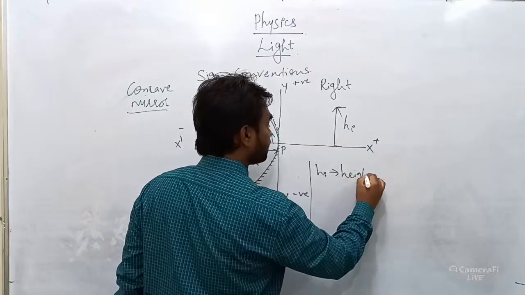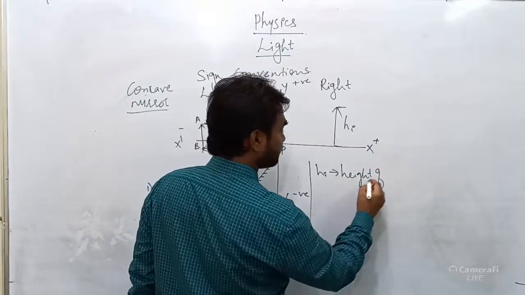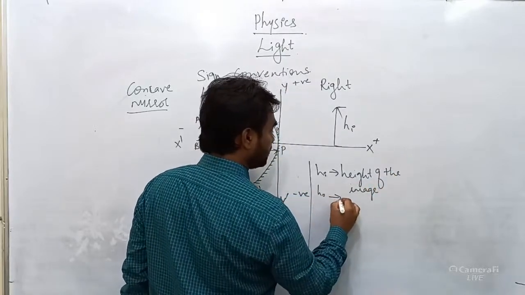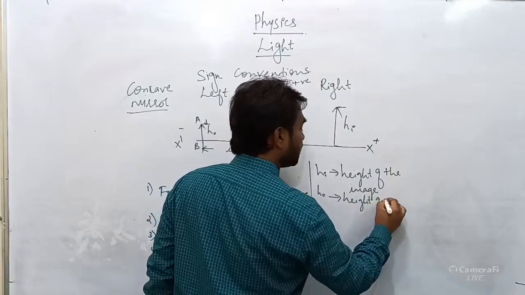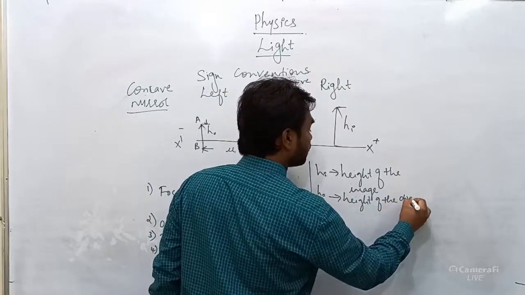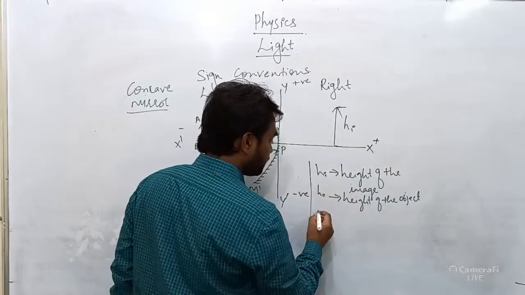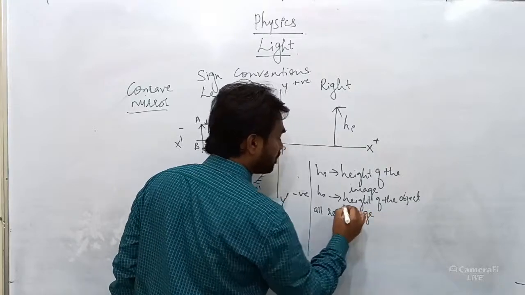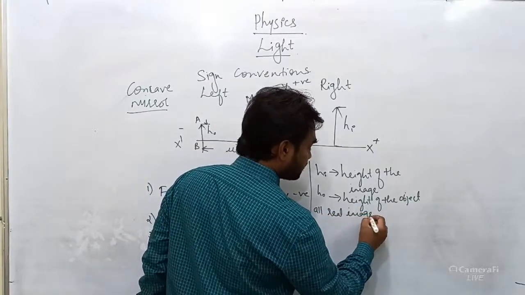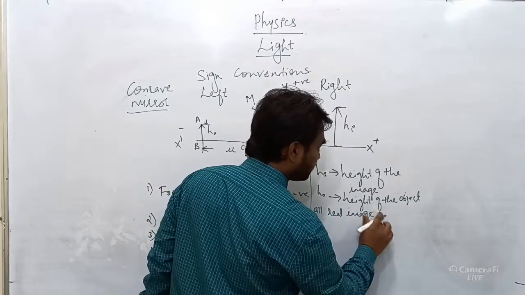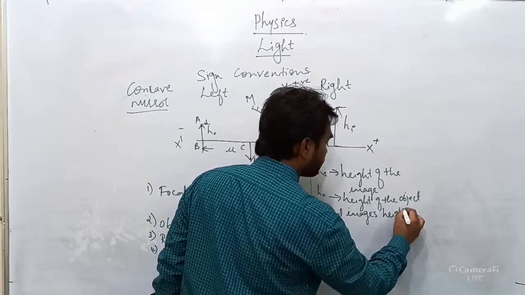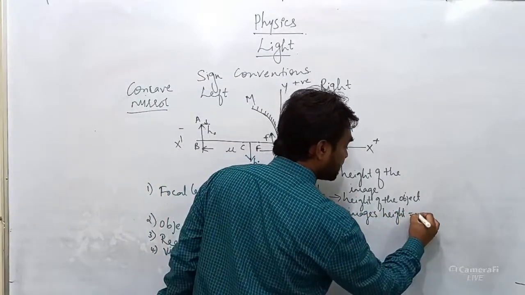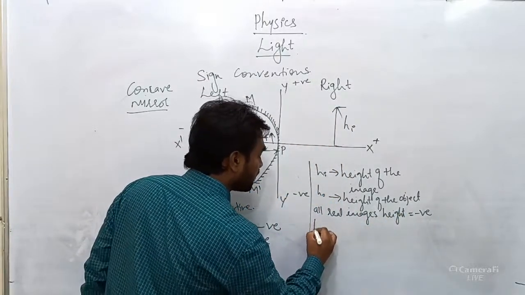h_i is the height of the image and h_o is the height of the object, okay. So here, the height of all real images, you can make it as all real images height, is taken as negative, and I'll write it here.